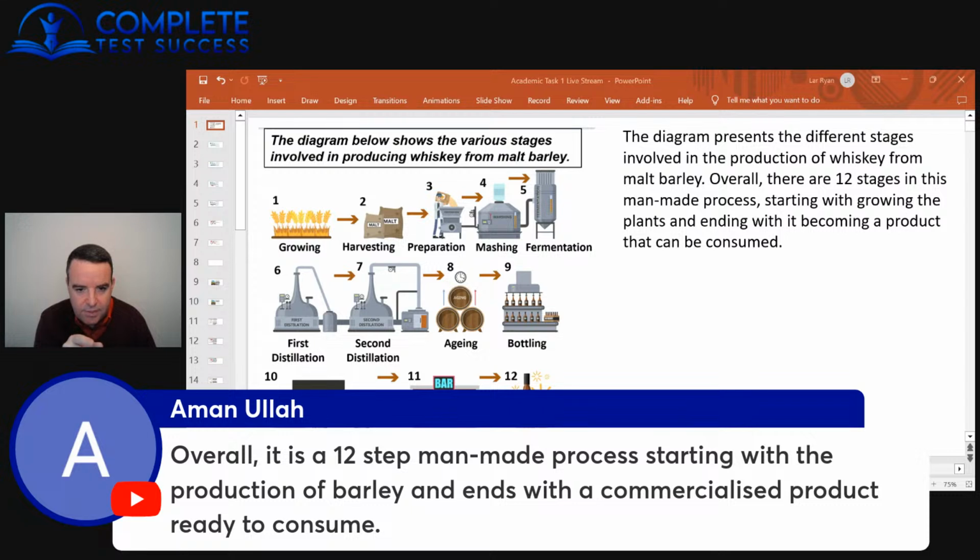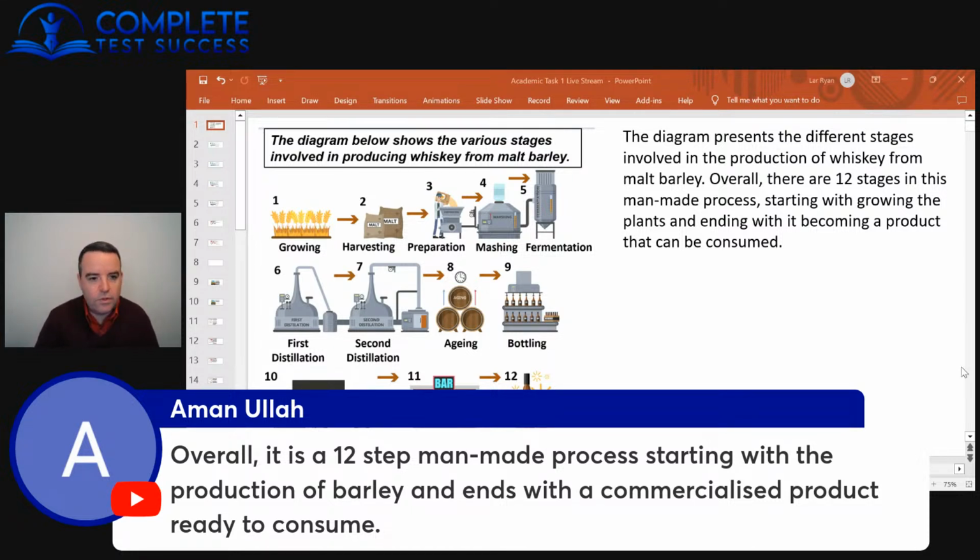So it's like man-made process, comma, starting with this and ending with that. So that's within the same structure. So the reason that you needed a gerund when you said starting is the same reason you need a gerund within ending. It's the same structure following on from process. And ending with a commercialized product ready to consume. Commercialized, not necessarily. So let's just do, and ending with a product ready to be consumed. Okay, but all the information you have is there.